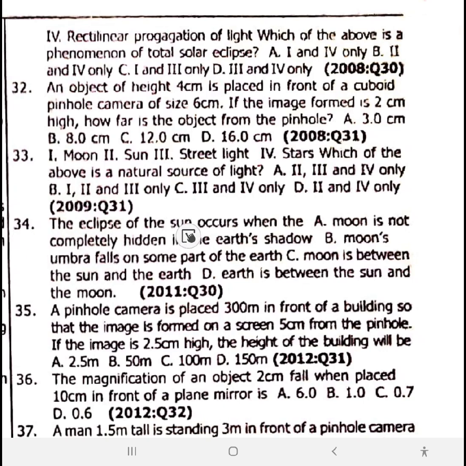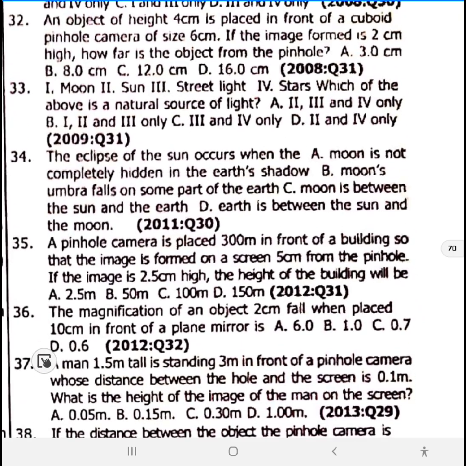34. The eclipse of the sun occurs when the moon is in between the sun and the earth. 34 is option C. We've touched on it.